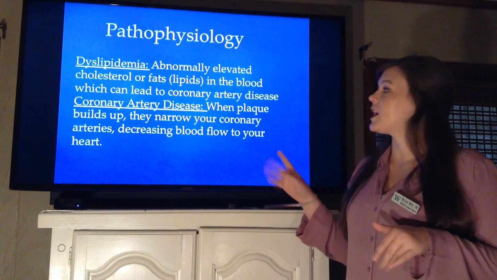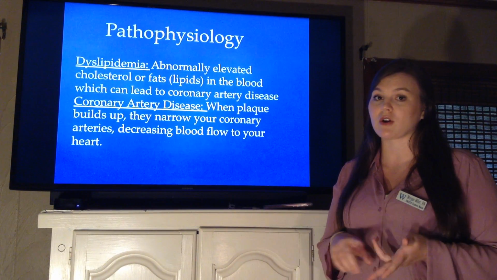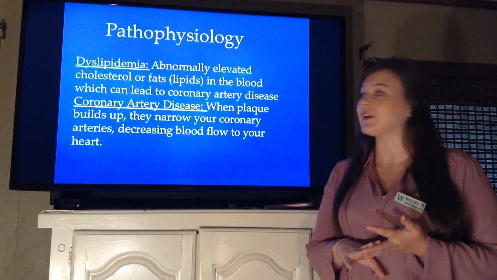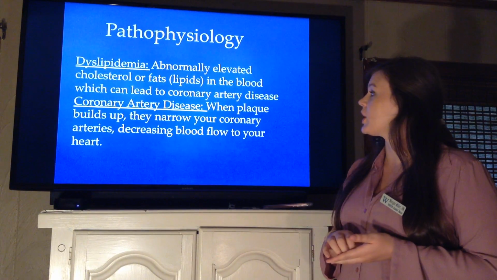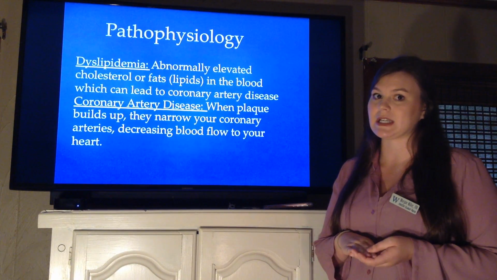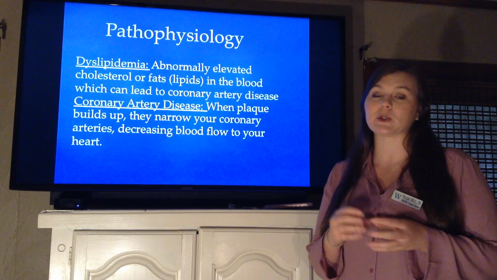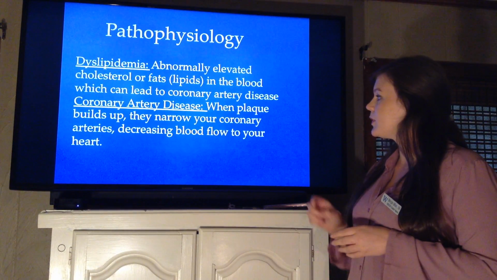The pathophysiology of dyslipidemia is basically abnormal cholesterol or fat levels in the blood. Most of these will be elevated, and dyslipidemia eventually can lead to coronary artery disease. Now, coronary artery disease is when plaque builds up in your arteries and it can cause decreased blood flow.